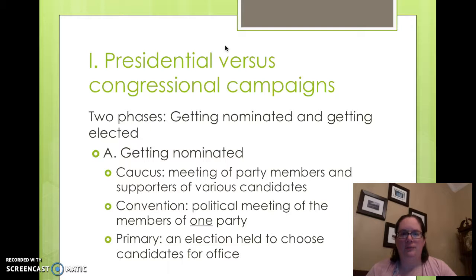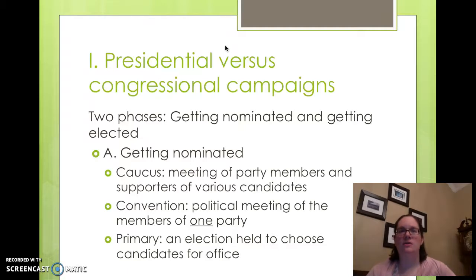So we've talked about caucuses before. We said at a national level, we don't use caucuses anymore. They were pretty susceptible to corruption, but at the state level, they happen all the time, especially at the local level. A caucus is a meeting of party members and supporters of various candidates. Caucuses at the national level were very private. At the state level, it just depends on the state. At the national level, we prefer the convention, a political meeting of members of one party.